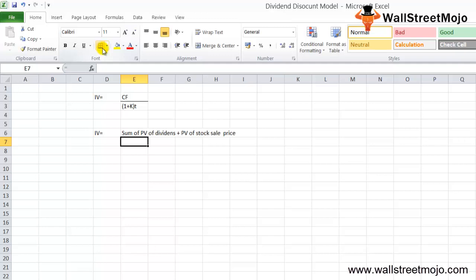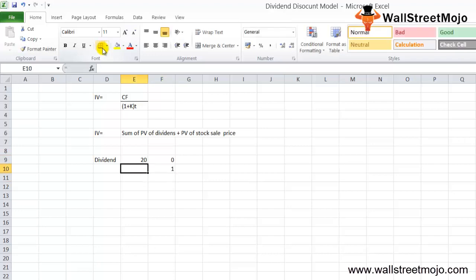Okay, assume that you are considering the purchase of a stock which will pay you a dividend. Let's say it will pay you a dividend of $20. Okay, that is the dividend 1 for next year. And let's say this is for the year 0.